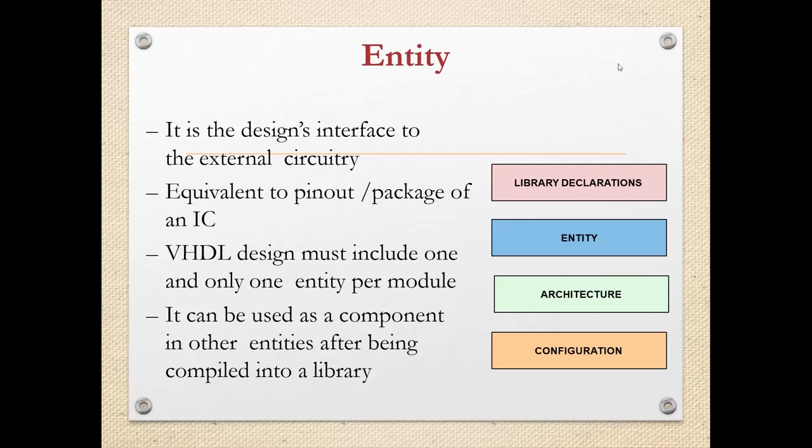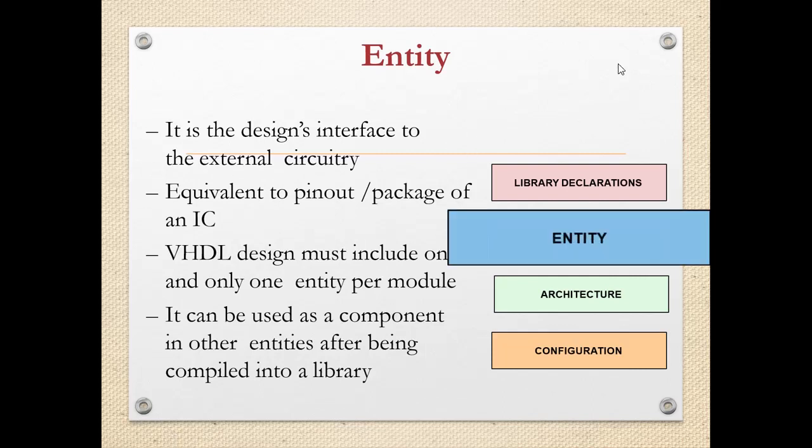Then the next part of the VHDL code is the entity. So library declaration, we have just studied, and now we will go for the entity. Entity is the design's interface to the external circuitry. So here we will mention the input ports and output ports of the design. It is equivalent to the pinout or the package of the IC, that is the IO pins of the IC. Similar to that, we will be doing the declaration inside this entity.